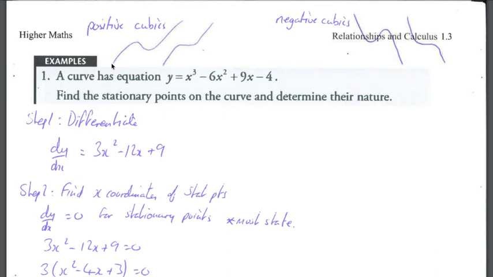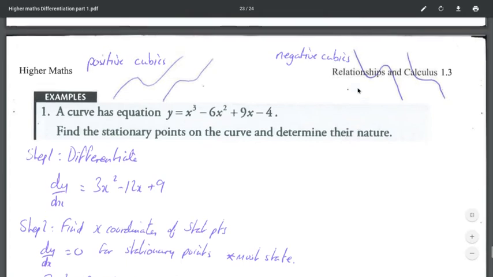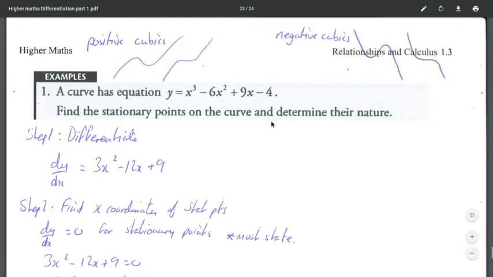Now this will either look like this, where it rises, and there's a maximum, then a minimum, then it rises again. Or it might be a rising point of inflection where it rises, flattens off, and then just rises again straight away. If it's a negative cubic, so if this leading term is negative, it will fall, then rise, then fall. So we'll have a minimum, then a maximum. Or we might have a falling point of inflection, so it will fall, flatten out, and then fall again. Okay, so that's what could happen.